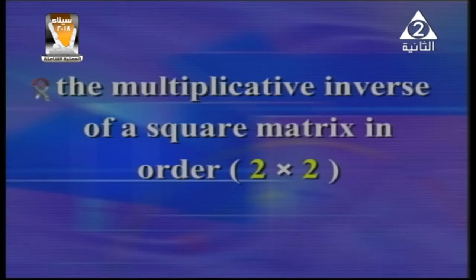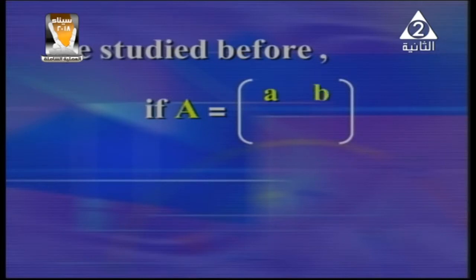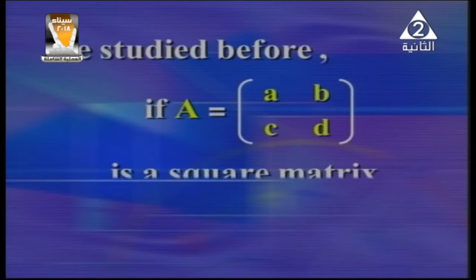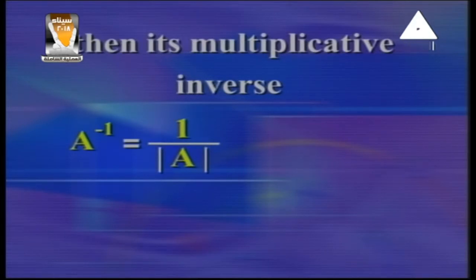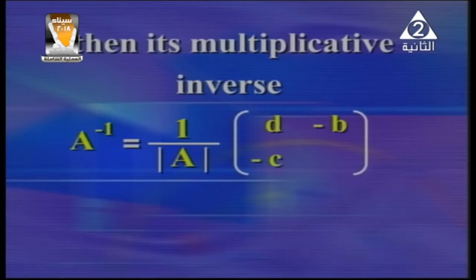The multiplicative inverse of a square matrix of order 2 times 2. We studied before that if we have a matrix A with entries a, b, c, d, a square matrix of order 2 times 2, then its multiplicative inverse is A to the power negative 1 equals 1 over the determinant of A, multiplied by the matrix where we replace the elements on the principal diagonal, a and d, and change the sign of the elements of the second diagonal.